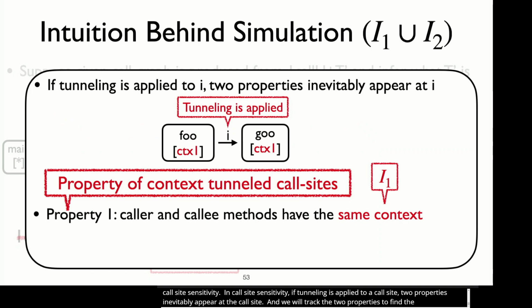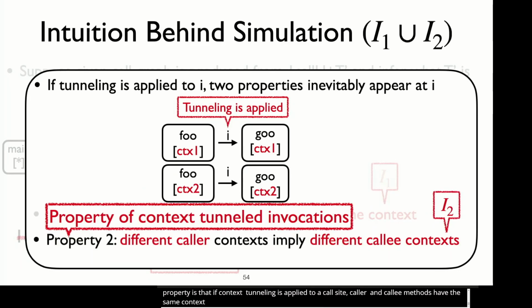The first property is that if context tunneling is applied to a call site, the caller and calling methods have the same context. It is an obvious one because the calling method will inherit the context of the caller method if context tunneling is applied. The second property is that different caller contexts imply different calling contexts. It is also an obvious one because the caller method context will be the calling method context when tunneling is applied.